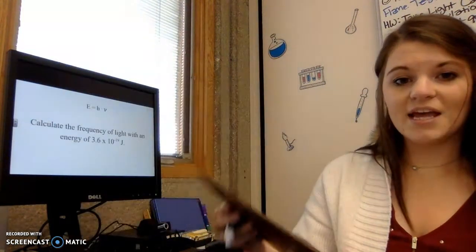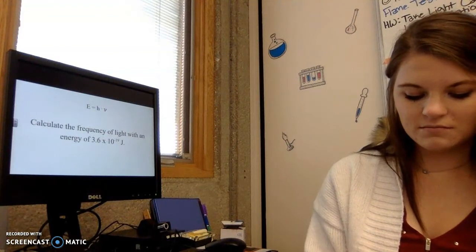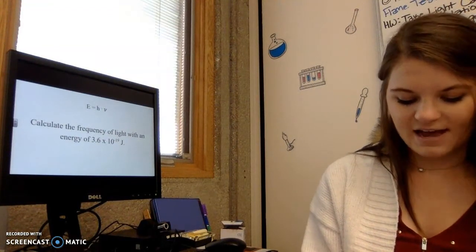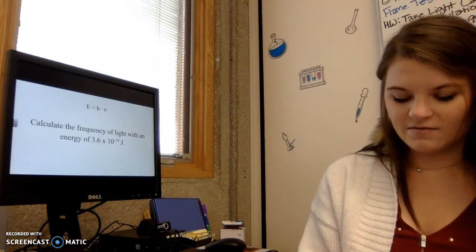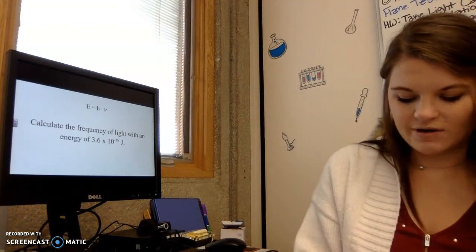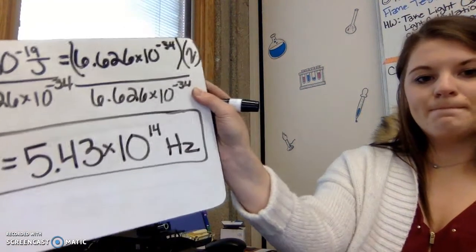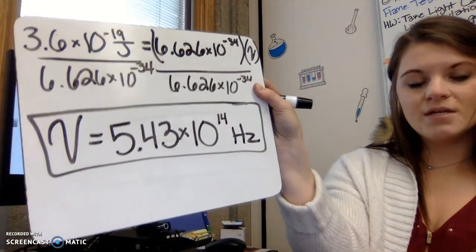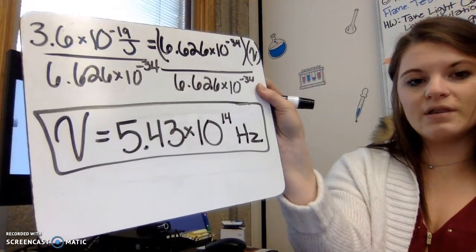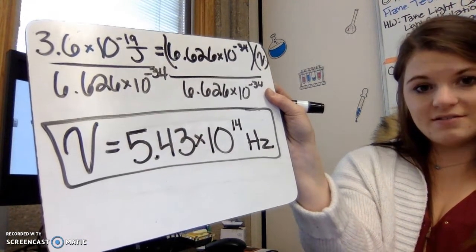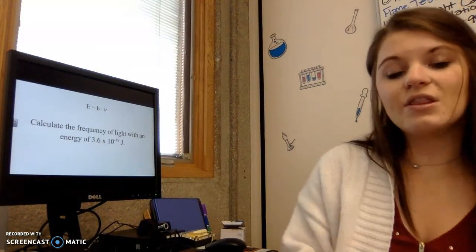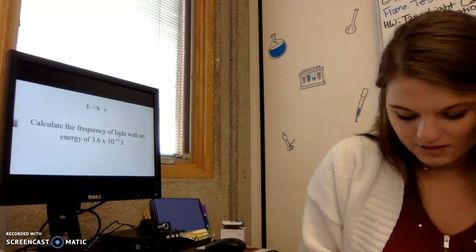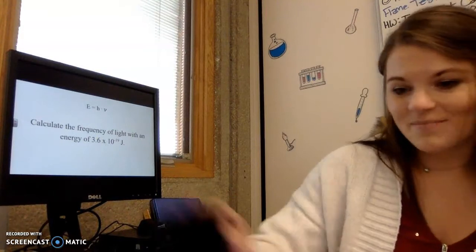Okay, and your frequency ends up being 5.43 times 10 to the 14th hertz. Remember, hertz is our unit for frequency. So our frequency ends up being 5.43 times 10 to the 14th hertz. Okay, so we have both of those equations. The only thing left to do is combine them.